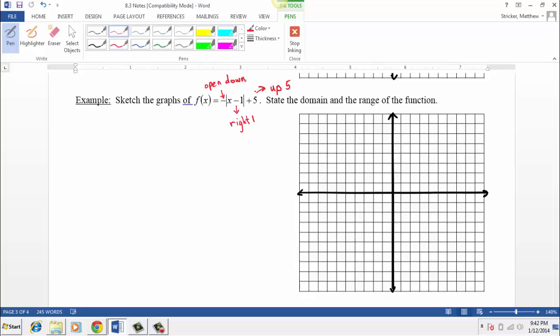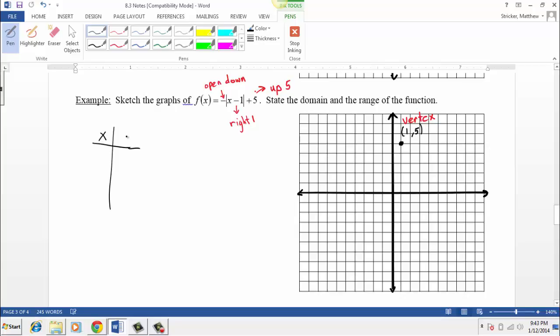So let's use this idea of shifting this time. Rather than going out and trying to find points right away, let's start the graph at 0, 0, and let's shift right 1 and up by 5. That takes us to that point right there. That's the point 1, 5. What I'm saying is I expect this point to be the vertex, and I expect the graph to open down, to come down like this.